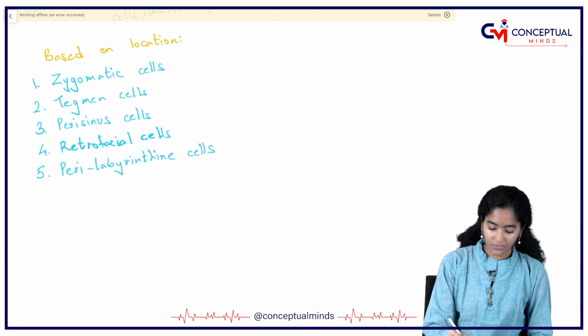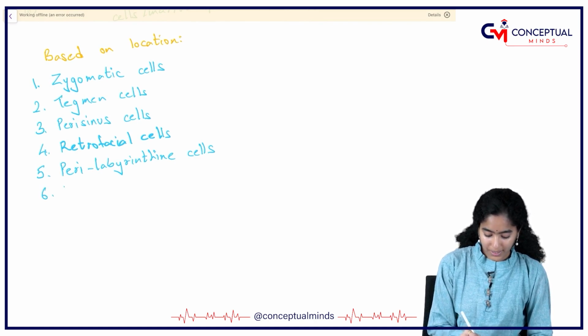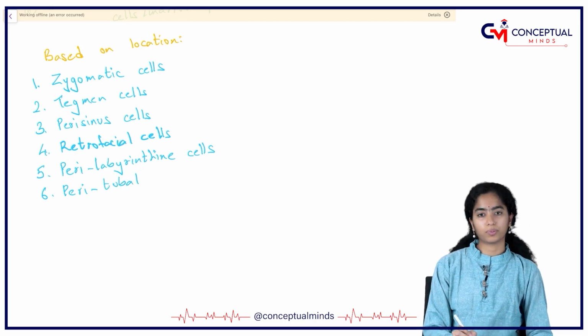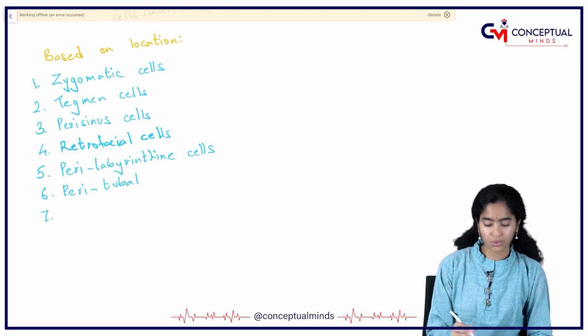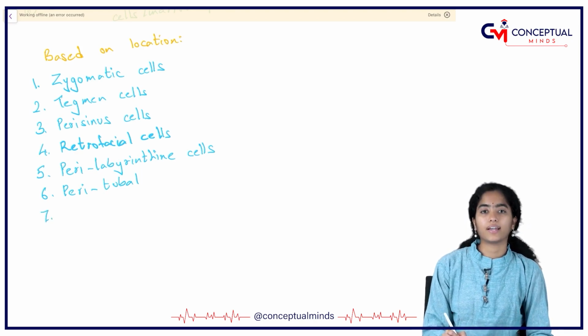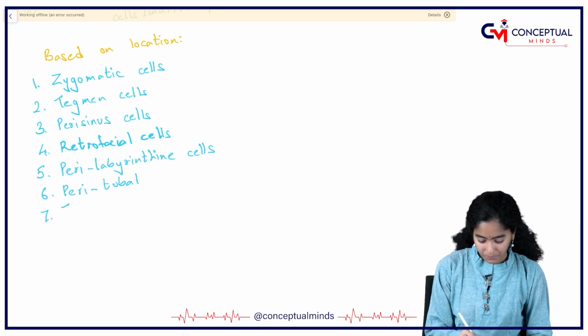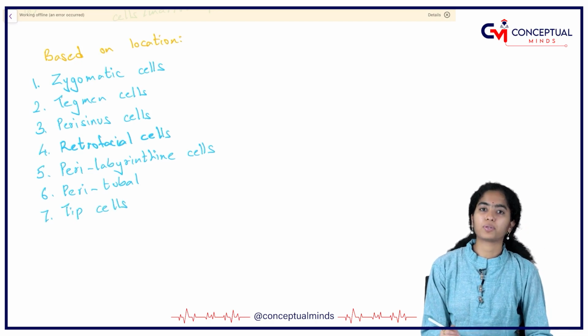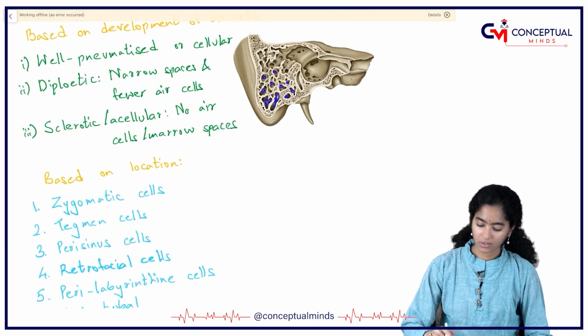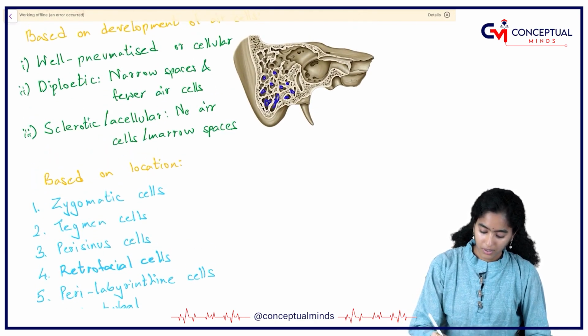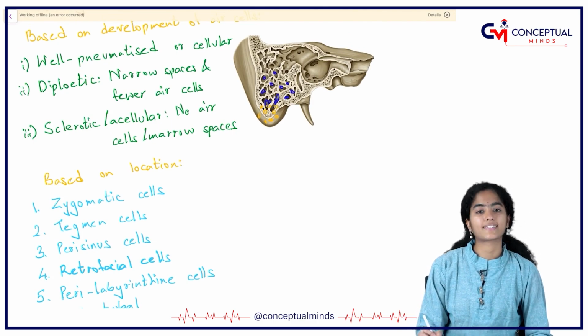And then we have peritubal cells. What is the tube? Eustachian tube. So they are present around the eustachian tube. The cells present around the eustachian tube, the air spaces, are called peritubal air spaces or peritubal air cells. Tip cells. They are present on the tip of the mastoid. That is over here. Somewhere here. These are the tip cells.